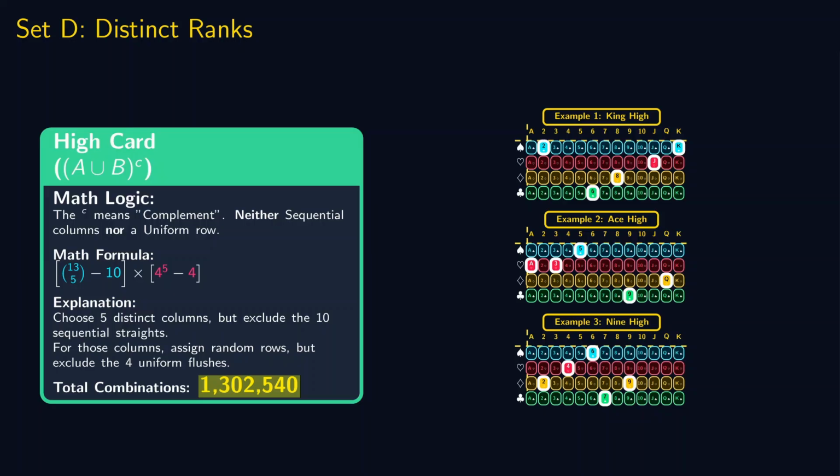Roughly half of all possible 5-card hands have no pattern whatsoever. They are just 5 mismatched cards that happen to be drawn together. And the formula reveals exactly why. When you remove only 10 sequential windows and only 4 uniform row assignments from an otherwise enormous space of possibilities, you are barely making a dent. The vast majority of column and row combinations produce neither a straight nor a flush. They just produce noise. Beautiful, abundant, structureless noise.